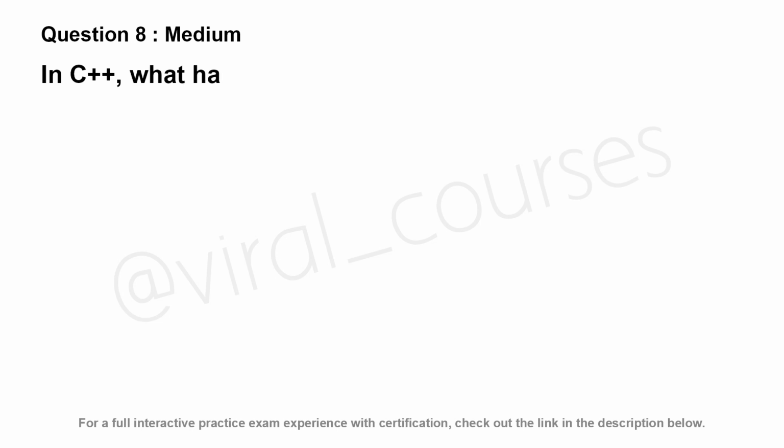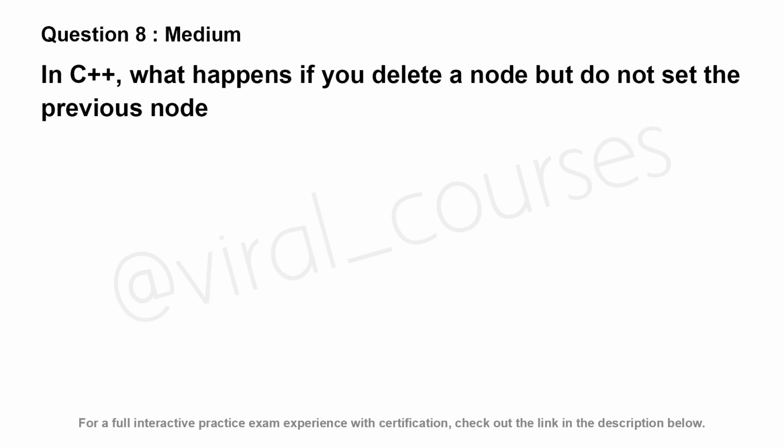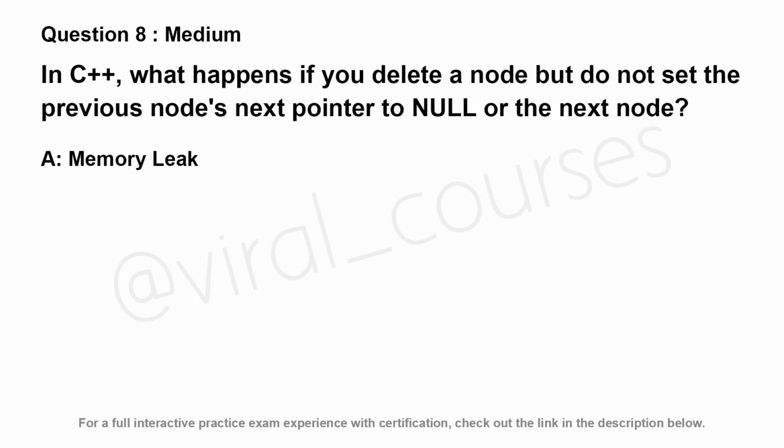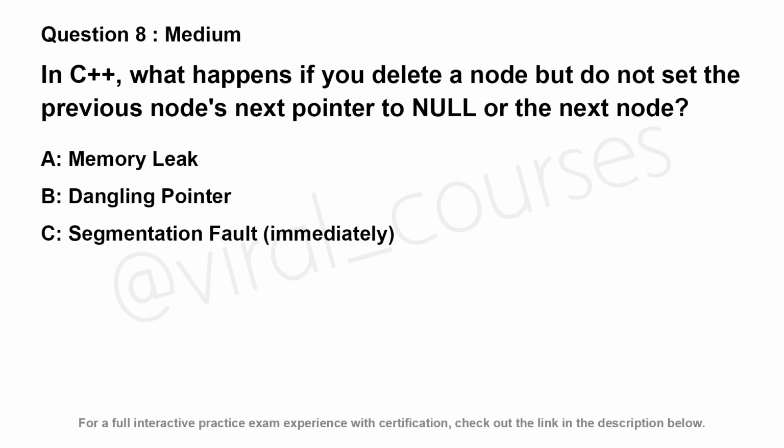In C++, what happens if you delete a node but do not set the previous node's next pointer to null or the next node? Option A, memory leak. Option B, dangling pointer. Option C, segmentation fault immediately. Option D, the list automatically repairs itself.